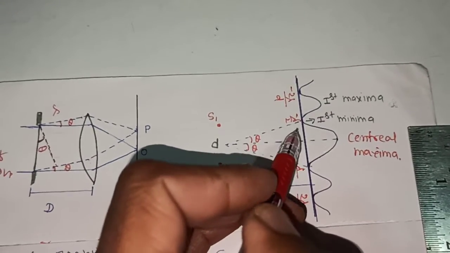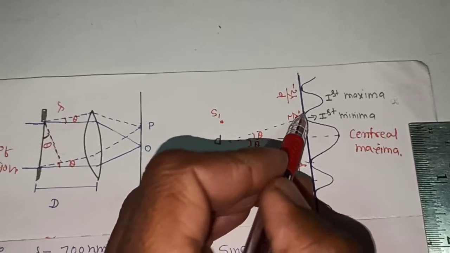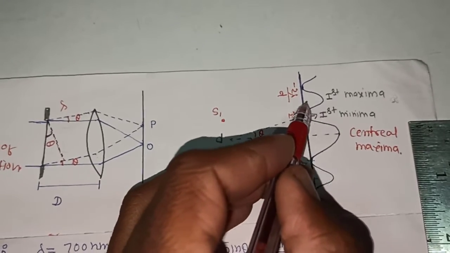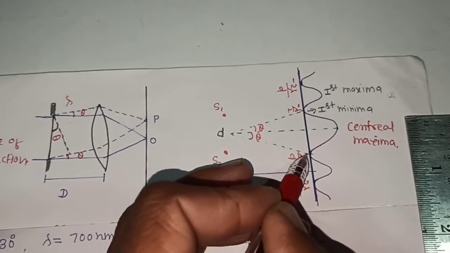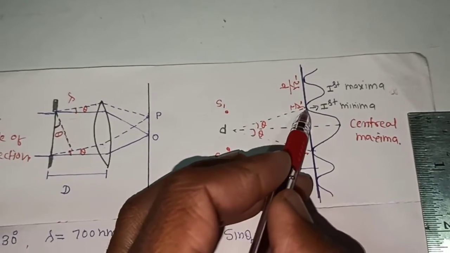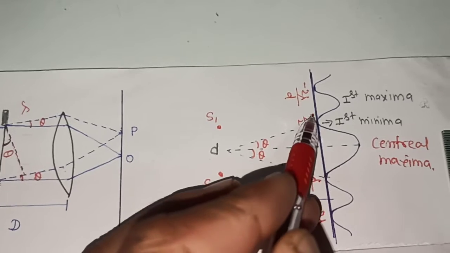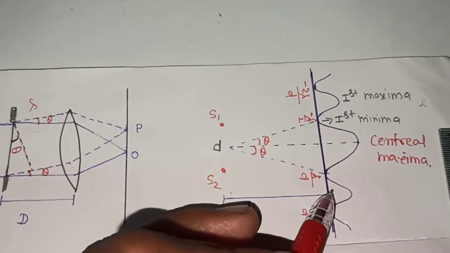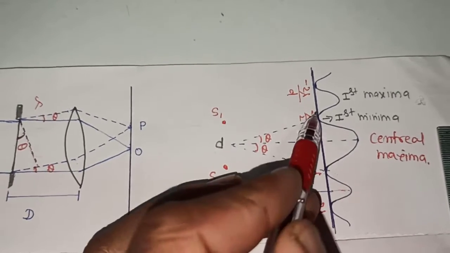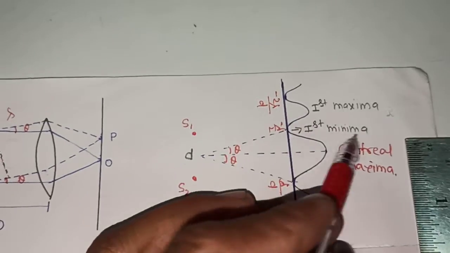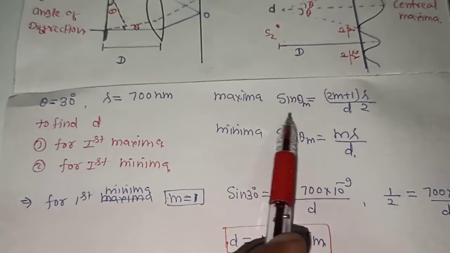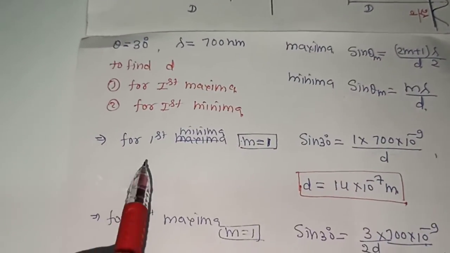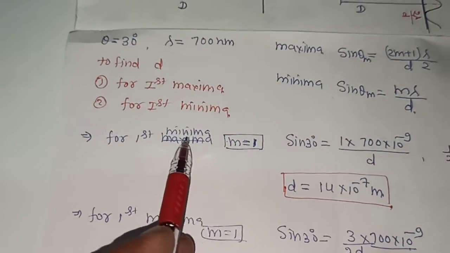That is called the first maxima. जहाँ आपको पहली बार maxima मिलेगा, that is called the first maxima. This one is called the first maxima. And this pattern, you can see, is called the first minima. So this is called first minima, and this one is called the first maxima. You can see in the graph. So we will use the formula of maxima and minima, and now we will find the first minima.